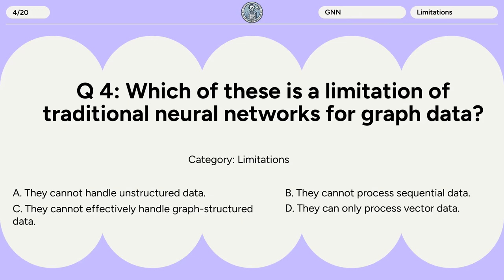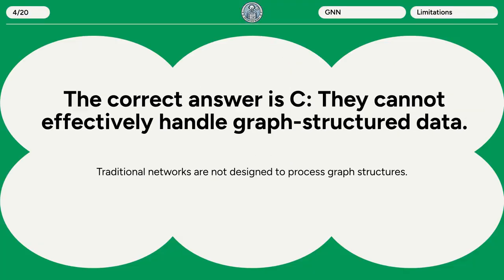Question 4. Which of these is a limitation of traditional neural networks for graph data? A. They cannot handle unstructured data. B. They cannot process sequential data. C. They cannot effectively handle graph-structured data. D. They can only process vector data. The correct answer is C. They cannot effectively handle graph-structured data. Traditional networks are not designed to process graph structures.